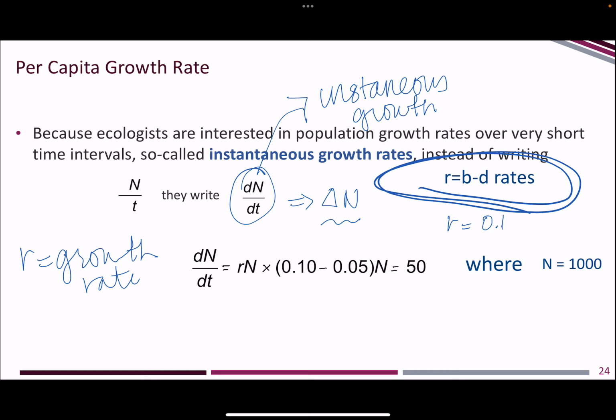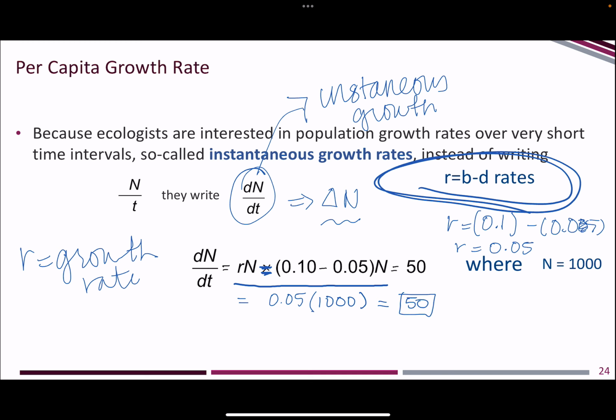So R is going to be that 0.1 that we already calculated minus 0.05. So that is written out over here. This should be an equals, I'm sorry. Our rate is going to be 0.1 minus 0.05. So R is going to be 0.05 times N, our population size, which is 1,000, which is going to give us 50. So again, our change in our population is 50.